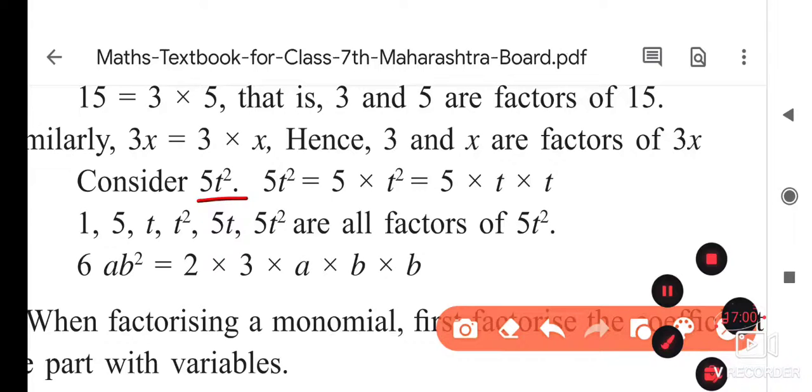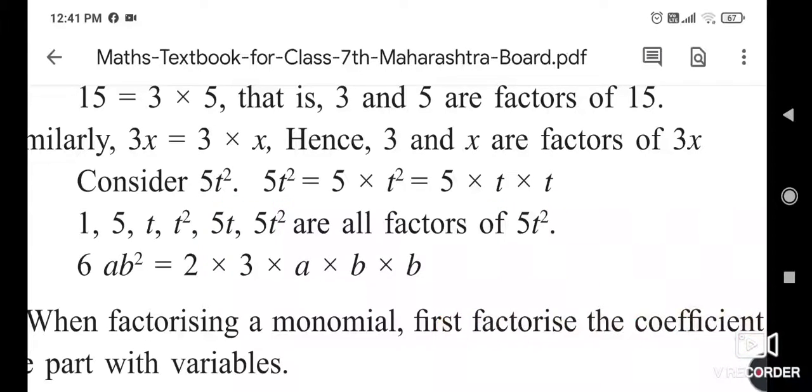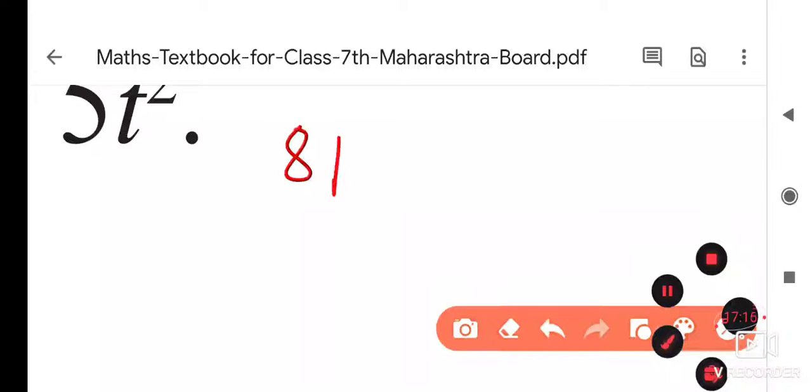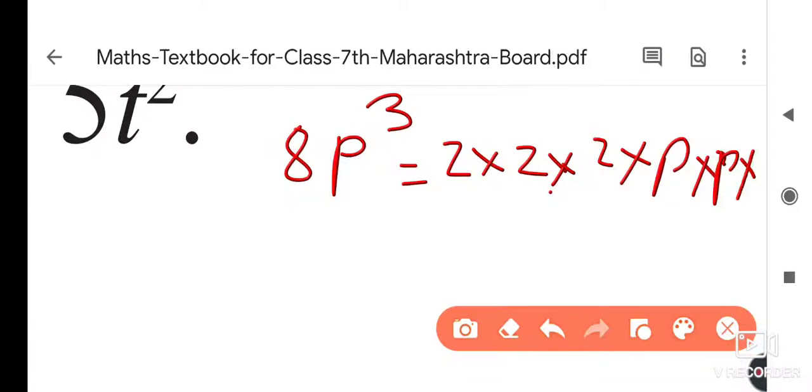Same way, 5t square. 5 is a prime number, so it has no factors, and 5 stays as it is. And t square means t into t. Suppose I write here 8p cube. For its factorization, 8 means 2 into 2 into 2. We have to take the prime numbers here. 2 twos are 4 and 4 twos are 8. And p cube means p three times, p into p into p. So this is the factorization of the monomial.